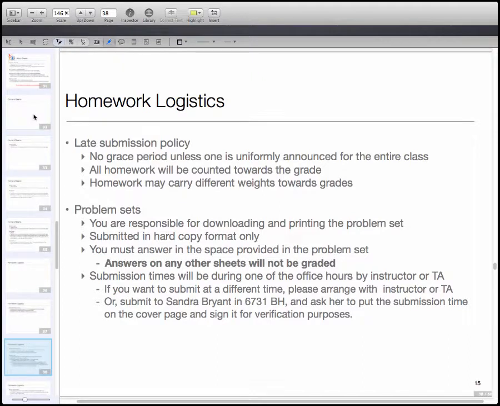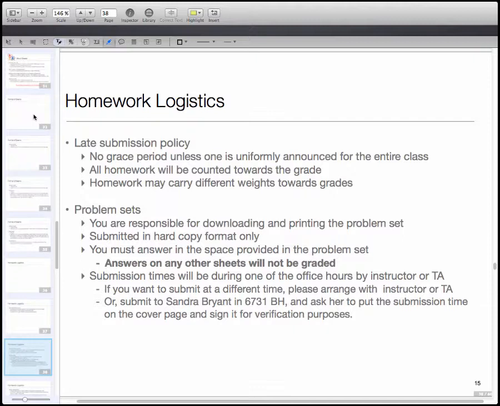Problem sets, you are responsible for downloading and printing them. We will not hand them out. Again, we'll just post the link. We'll announce on Piazza. You go ahead and print it out. If we do an update, we will announce it, and then you can re-download. For example, if there's a typo or some error. Again, you will have to answer in the sheet itself.